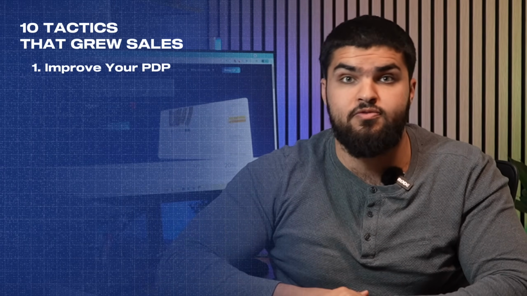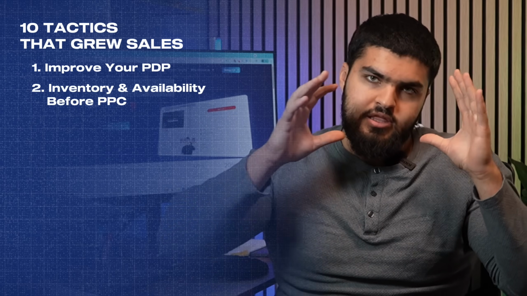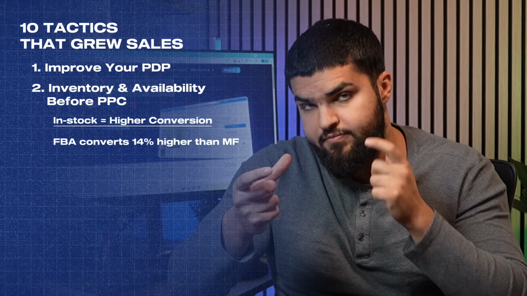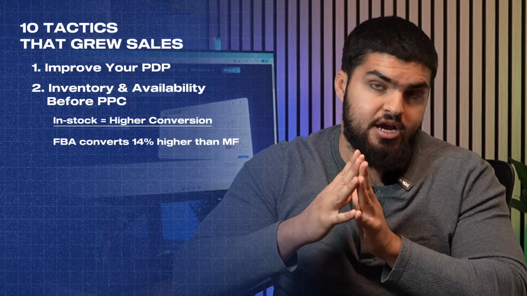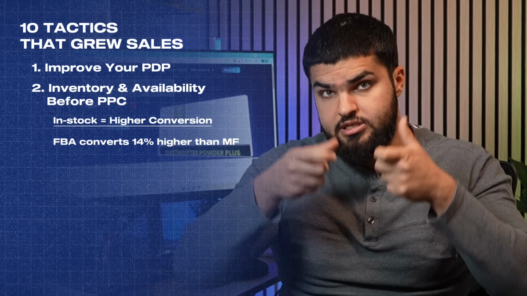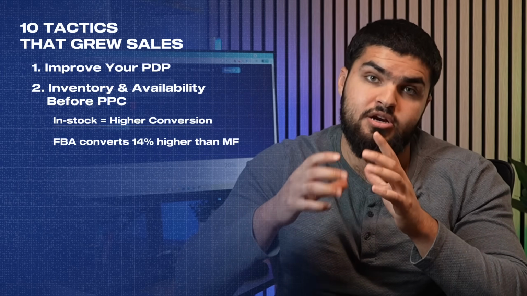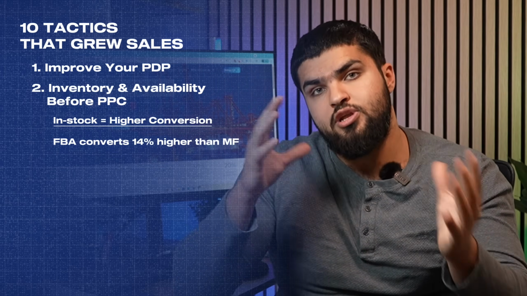The second tip, you actually should also do before turning on PPC, is ensuring your in-stock availability rate. The basics of this is making sure that your FBA converts 14% higher than MF. But the second layer to this, again, as I mentioned, we want to get into the deep stuff in this video, is making sure that your items are same day or 1 day delivery to all 48 major states.